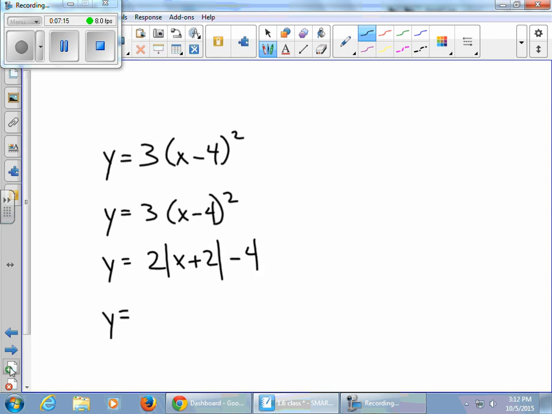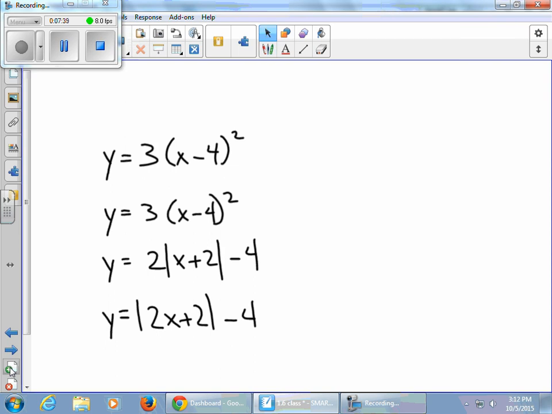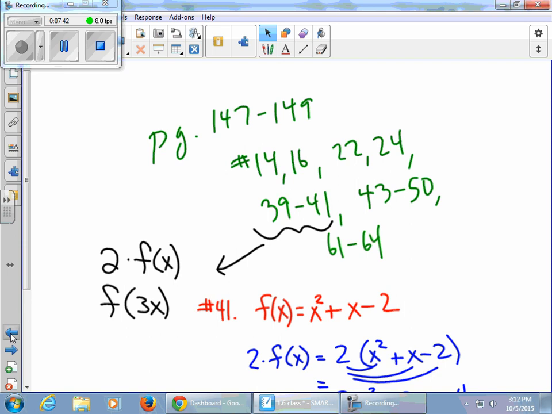And then for 50, sorry, it would be, if we look at this, we're going to shift it left 2, horizontally shrink it by a factor of a half, and then down 4, you'd have 2x plus 2, and then minus 4. Last one's multiple choice. 61 to 64. 61 was C, 62 D, 63 A, 64 E. Hopefully that answered those questions.